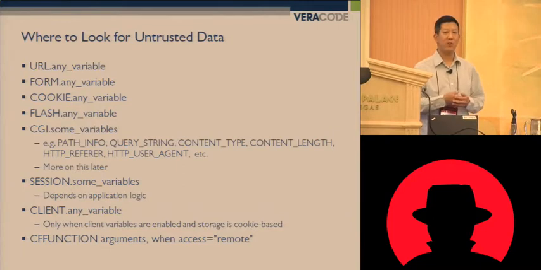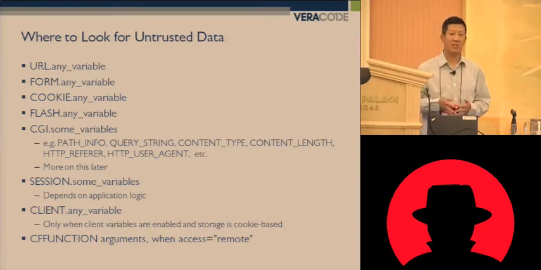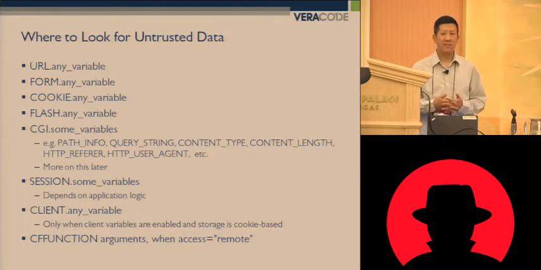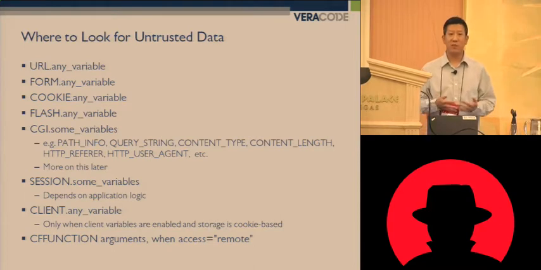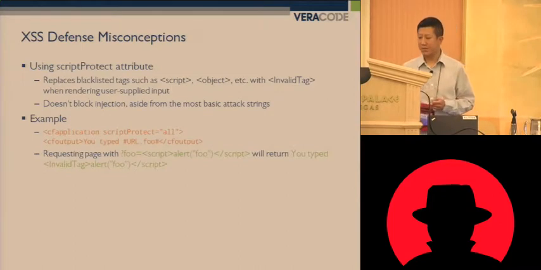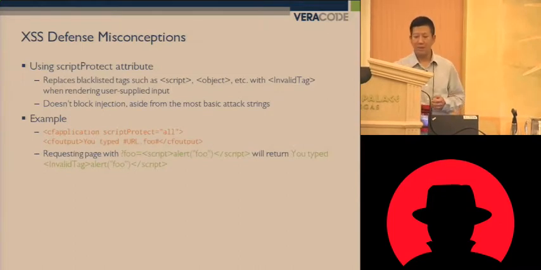And then finally, arguments to CF functions, which are defined with access remote. Brandon was talking about that earlier, where you could access CF functions without authentication, just using the URL and a special syntax for doing so. If the access is set to remote for that CF function, then you have to consider all the arguments to be tainted. So this is a relatively complete list of all the places where you would look for untrusted data entering a ColdFusion application. And that's as good of a starting point as any when you're looking for these types of vulnerabilities. So keep that in mind.